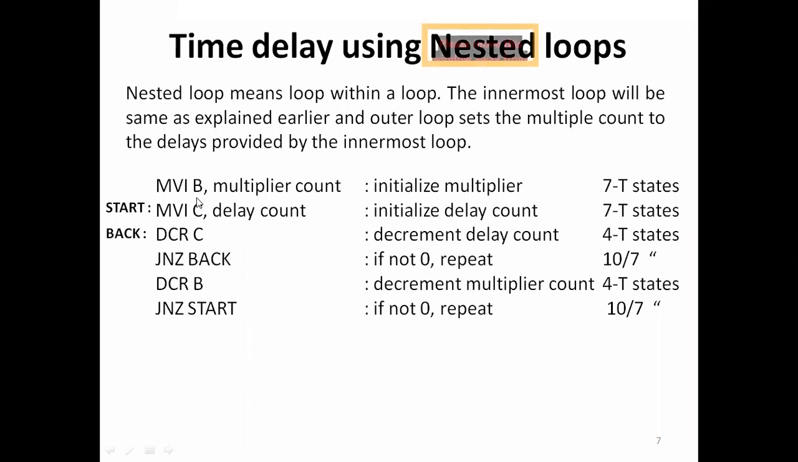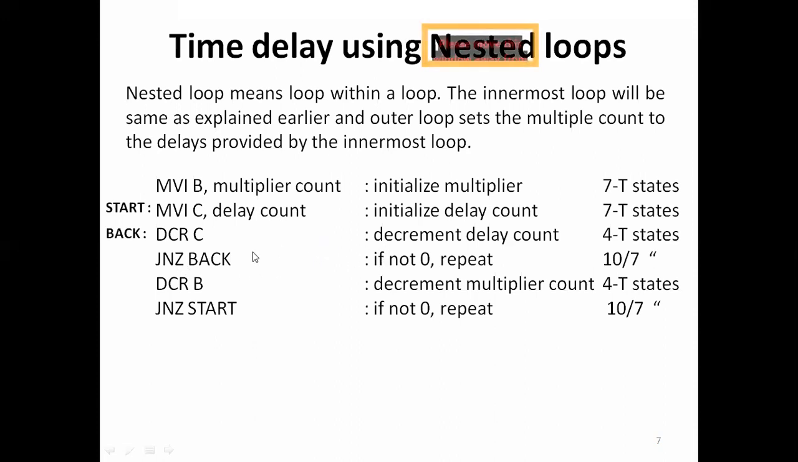For that particular purpose, you have to use two delay count values, and for that you require two registers. The first register will be loaded with the multiplier count, and another register will be loaded with the delay count. Both are similar types of instructions, so both will take 7 T states. Then we decrement C, and jump on non-zero, it goes back. So this loop is created over here.